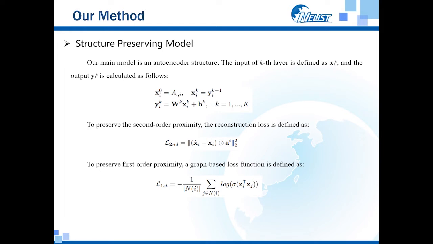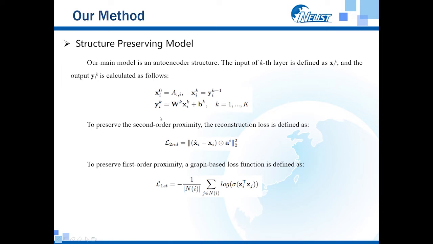We also adopt the structure in SDNE, which can preserve the low-order graph structure effectively. Our main model is also an autoencoder structure. The encoder consists of multiple fully connected layers and performs non-linear mapping. The input of the encoder is defined as x_i, and the output y_k is calculated as follows.